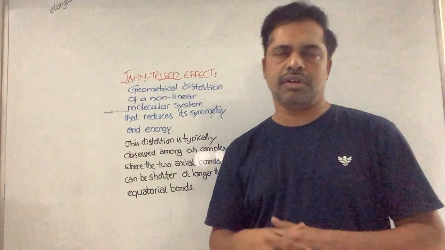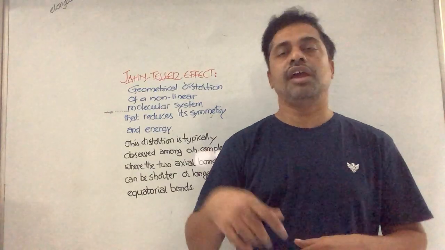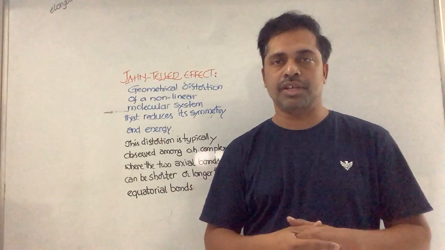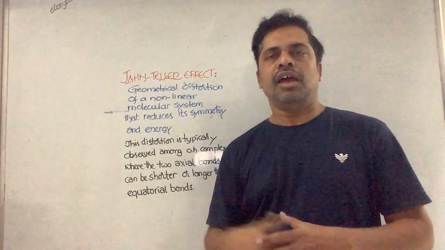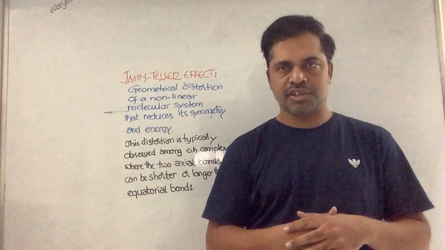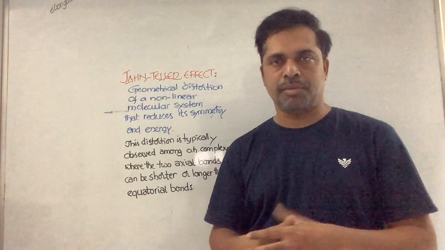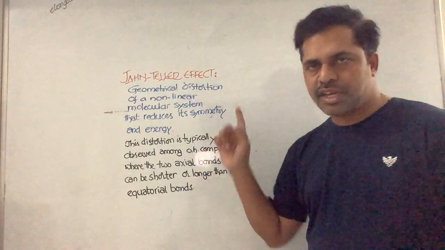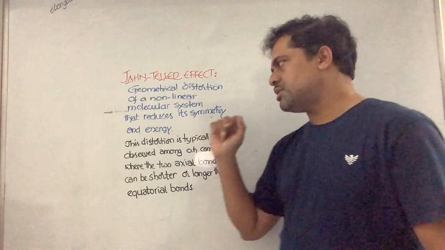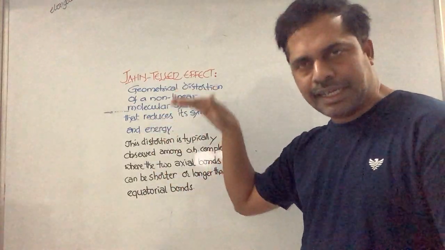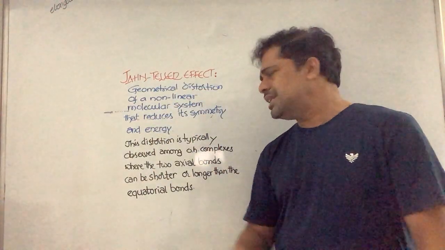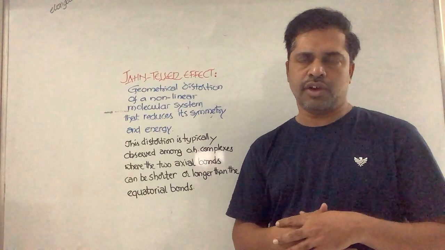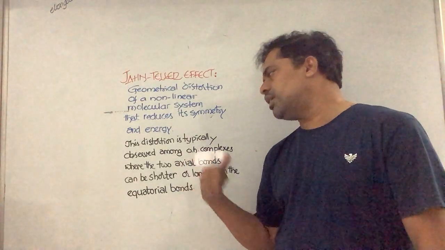When the system decreases its energy, it means it is going to be more stable. So obviously, because of the Jahn-Teller distortion, the system is going to be more stable. So the stability factor is a very interesting point here. Because of the Jahn-Teller distortion, its symmetry and energy both are going to decrease. This distortion we generally observe in octahedral complexes.